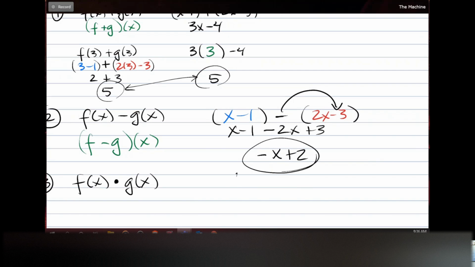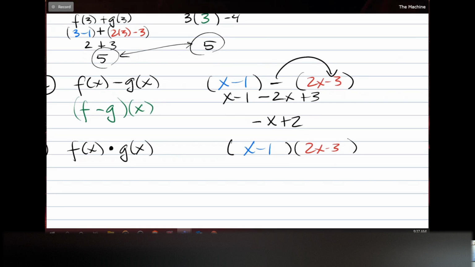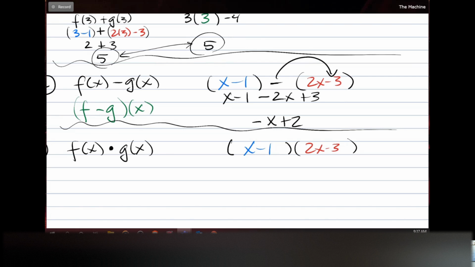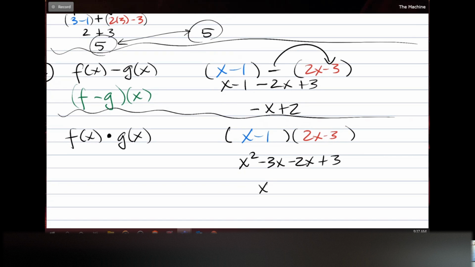Well, that's just going to be something times something else. That's going to be x minus 1 times what? 2x minus 3. Okay, that's not hard. Just multiply. X squared minus 3x minus 2x. This is not even factoring. This is just multiplying. Plus 3. X squared minus 5x plus 3. I fumbled that. Thank you.